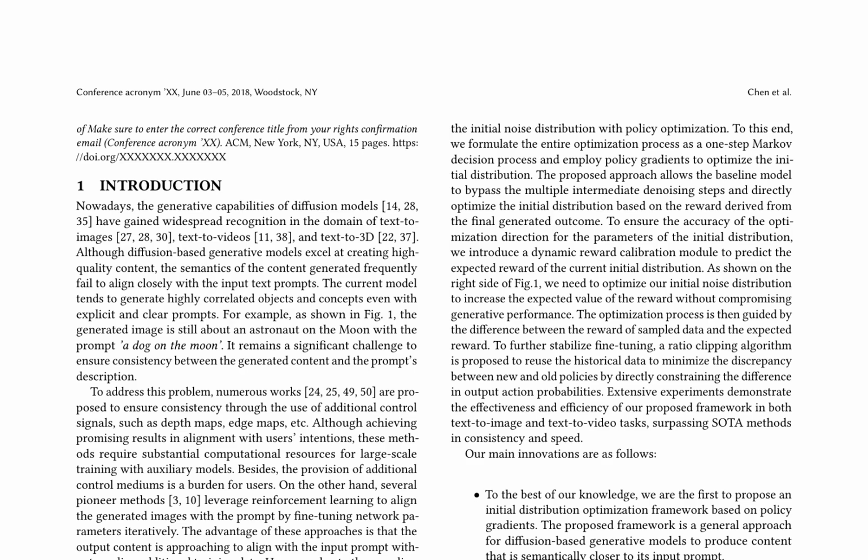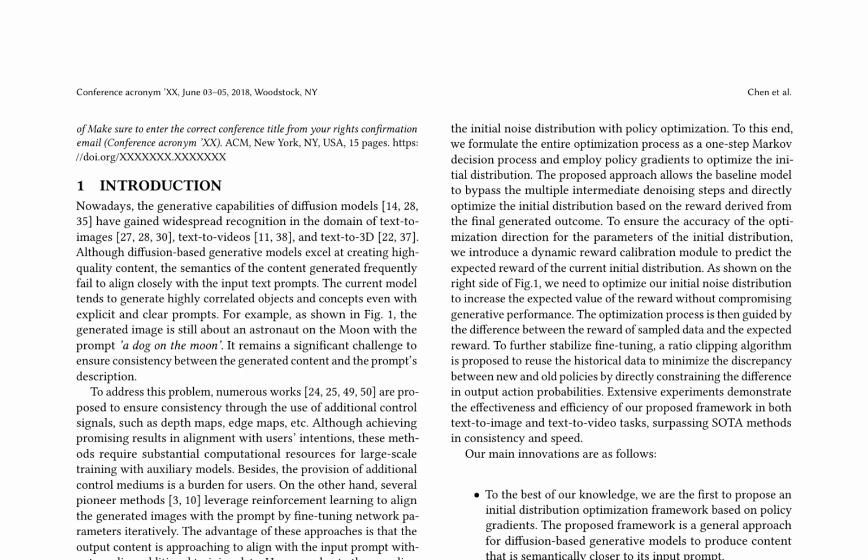Introduction. The paper discusses the limitations of large-scale pre-trained diffusion models in generating visual content that aligns with user input prompts. The authors observe that the initial noise distribution significantly impacts the final generated outcomes and propose adjusting it to align the generated content with user prompts without any training of the baseline model and extra network structures.